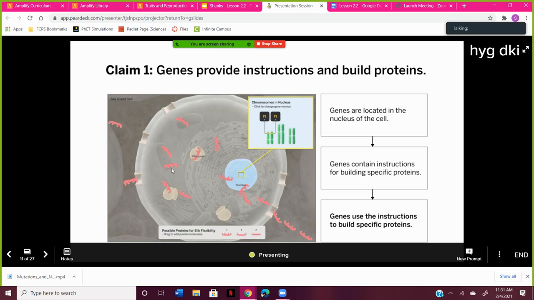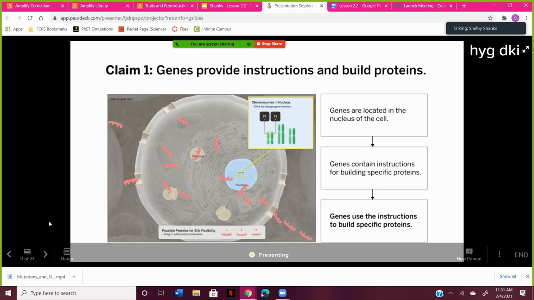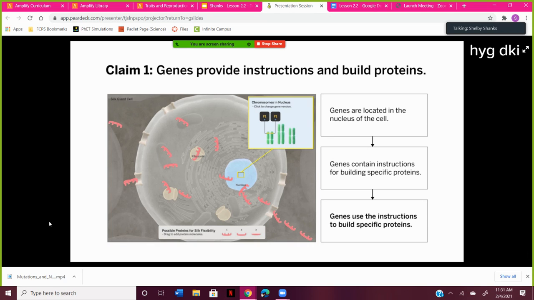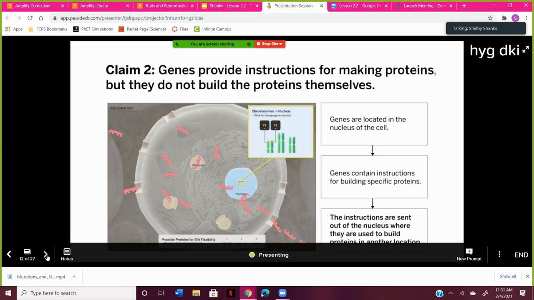Right? This is the simulation that we looked at the other day. And so after we do our activity, I'm going to give you a hint as to where these protein molecules are actually coming from in our simulation.